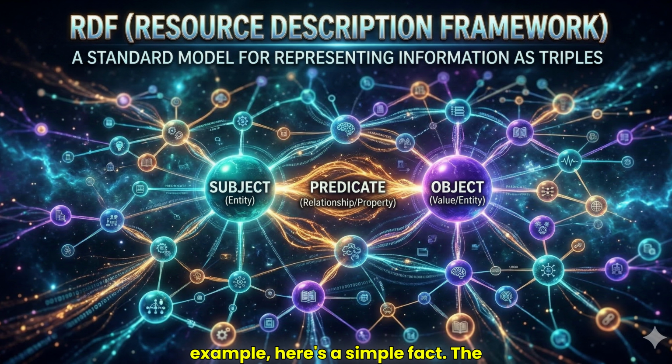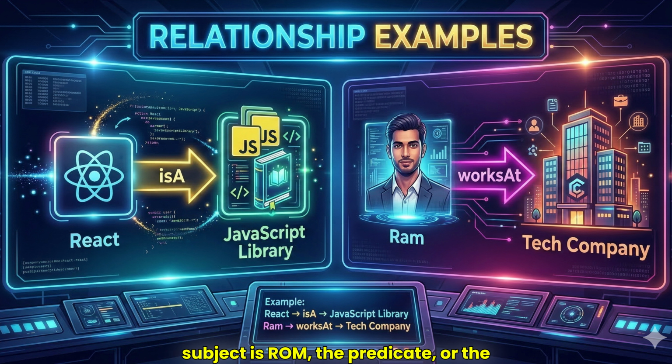For example, here's a simple fact. The subject is RAM, the predicate, or the relationship, is works at, and the object is tech company. That's it. One clean, undeniable piece of information. And it's not just for people and places either. It works for concepts too. The subject, React, the predicate, is, the object, JavaScript library. Simple, right? But the real power, the real magic, comes when you have millions and millions of these simple facts.